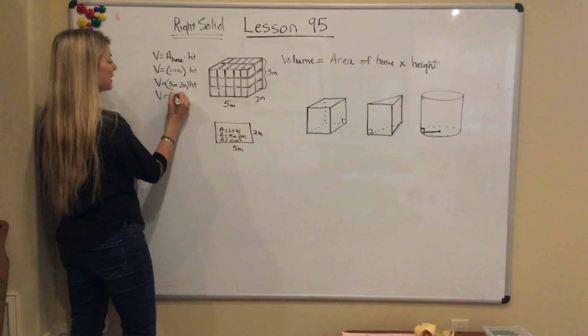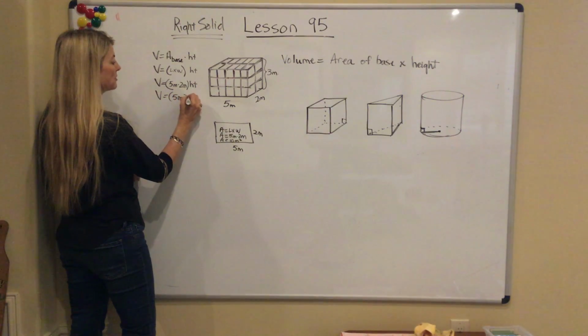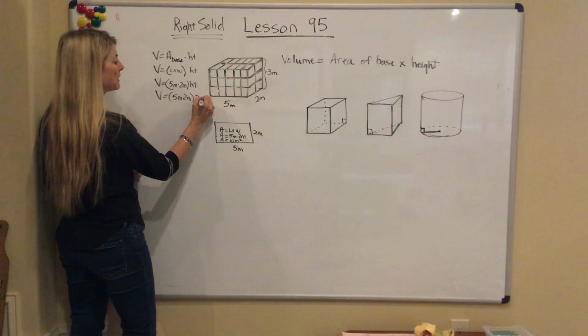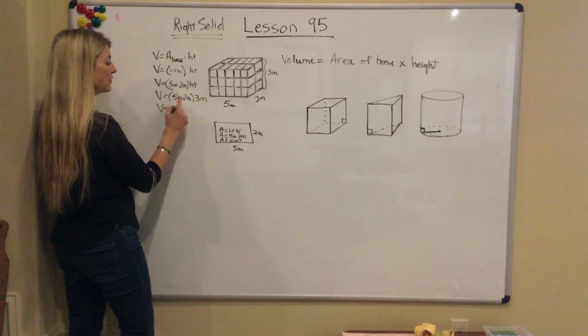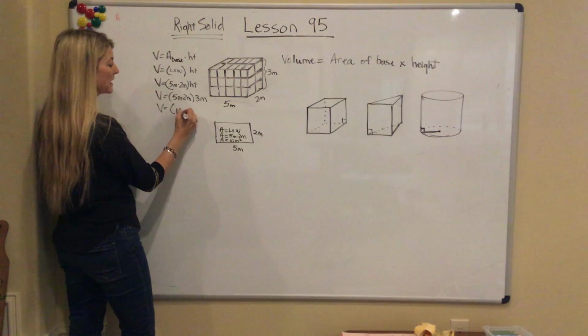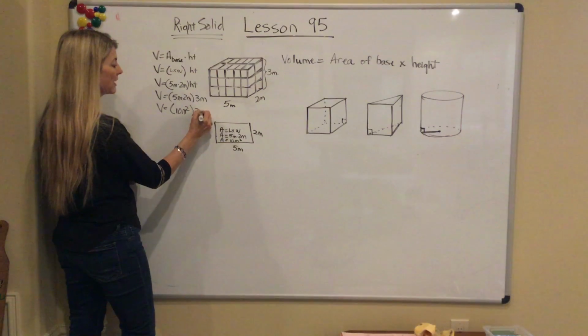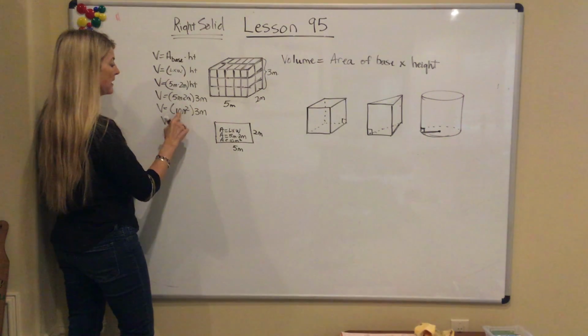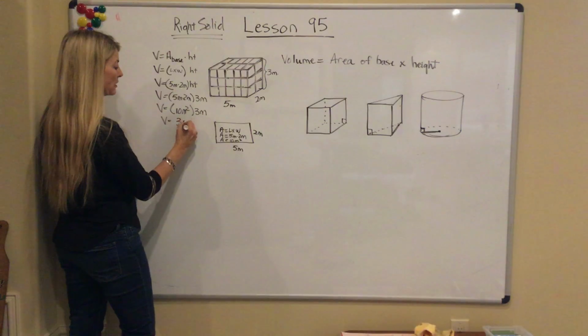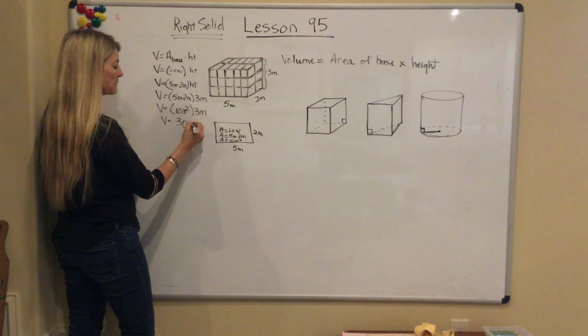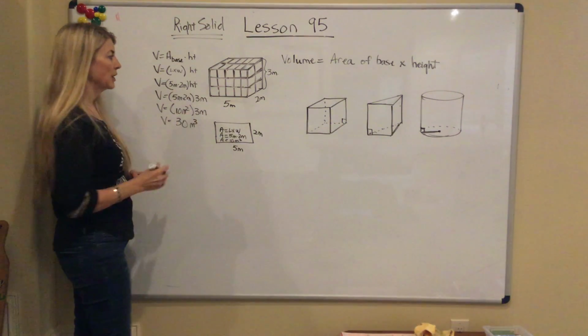So the volume would equal 5 meters times 2 meters times 3 meters. We already did the first part inside the parentheses. That would be 10 meters squared times 3 meters. And then if you multiply 10 times 3, you'd get 30. Meters squared times meters would give you meters cubed.